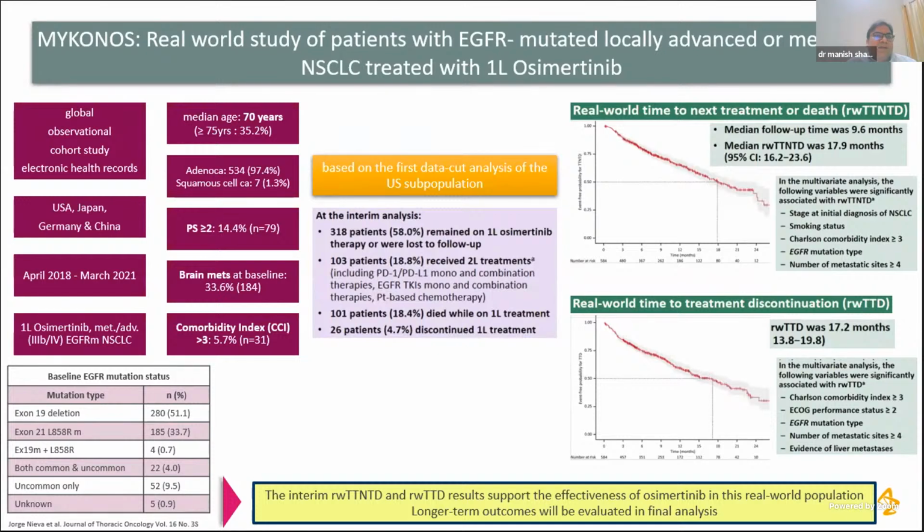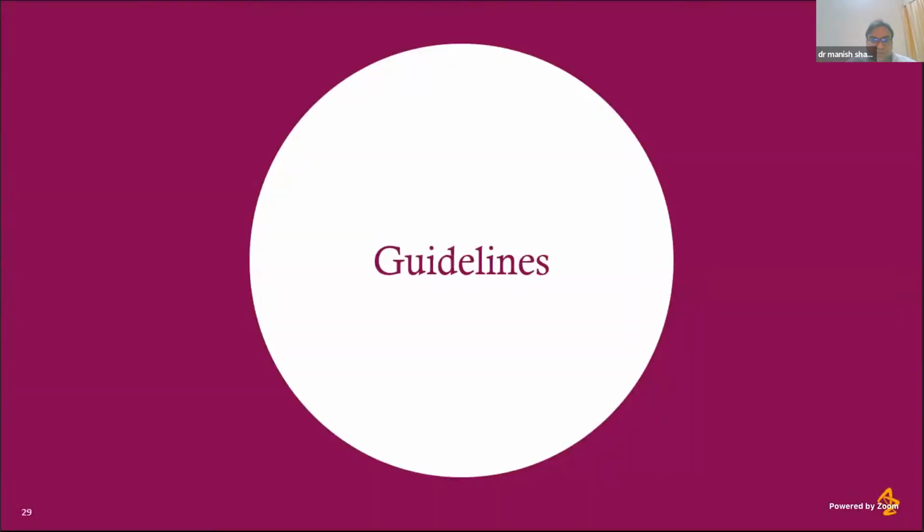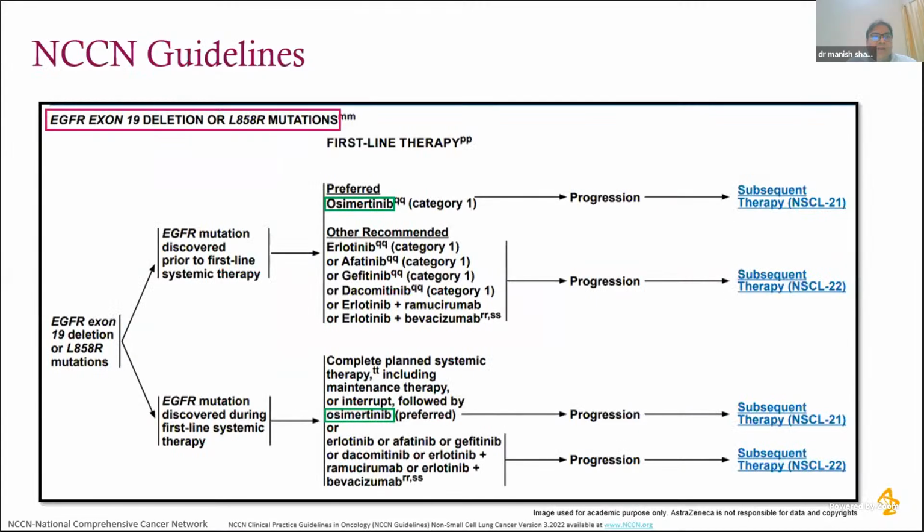This is another study, the Mykonos study, a real-world study of patients with EGFR mutant locally advanced or metastatic NSCLC, which also found similar results to the previous studies. Coming to the guidelines, the NCCN guideline 2023 clearly states that osimertinib is the category 1 preferred option for patients with EGFR mutant NSCLC. While the other drugs are also category 1, osimertinib has been given the preferred option.